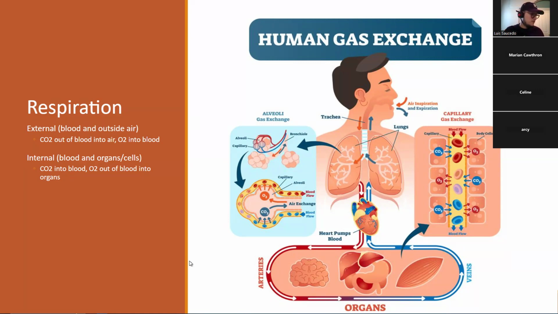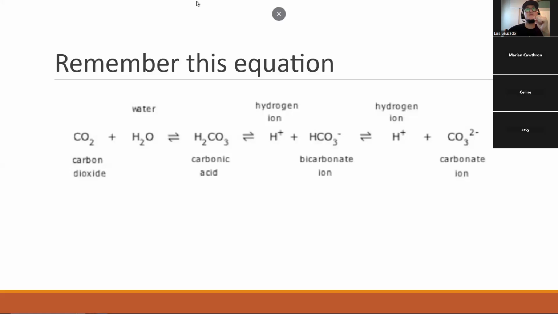The biggest thing to remember is the CO2 gas exchange as it gets transferred in through the blood cells. You have to remember that at the very end, you'll have an intermediate of carbonic acid, which is H2CO3. And then when it breaks apart, you'll have hydrogen ions and bicarbonate. The biggest thing to remember is hydrogen helps with our pH.